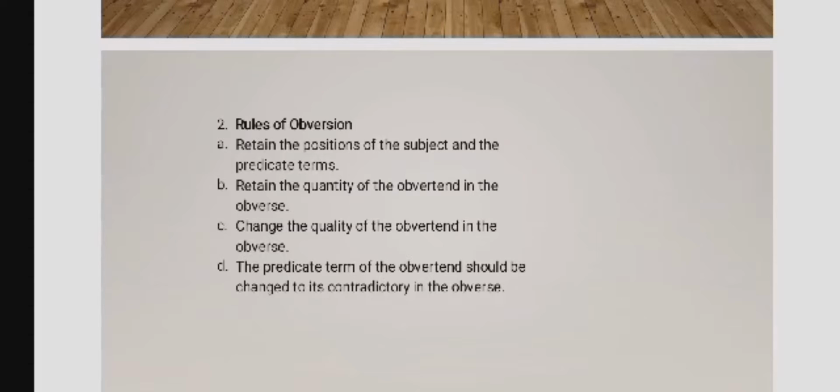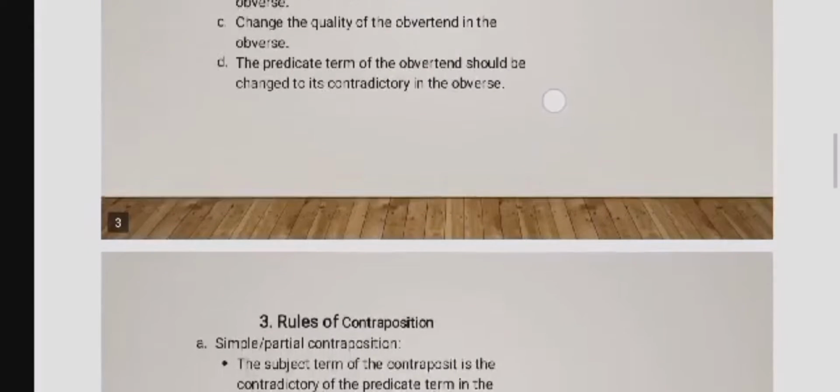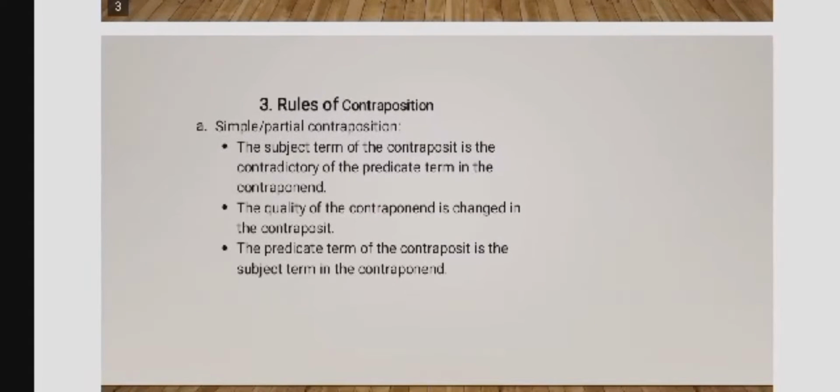Then letter D, the predicate term of the overturned should be changed to its contradictory in a verse. So the predicate term of the tense should be changed to its contradictory in a verse, so that the sentence must be clear and identified. And then number 3 is the rules of contraposition.